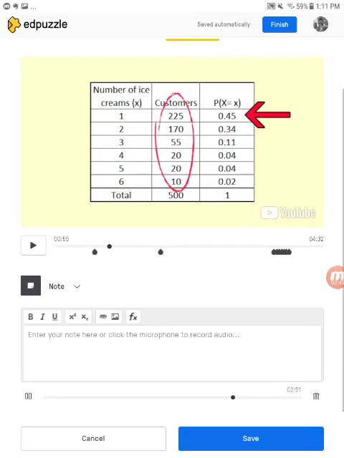If you look at the next row, it is telling me that out of 500 customers, 170 customers may buy 2 ice creams. So that represents 34% of the total number of customers. As the number of ice creams increases, notice that you have fewer customers buying so many ice creams. Look at the very last one. You have only 10 customers out of 500 that may purchase 6 ice creams. So they only represent 2% of our total number of customers. That is how you read that table.